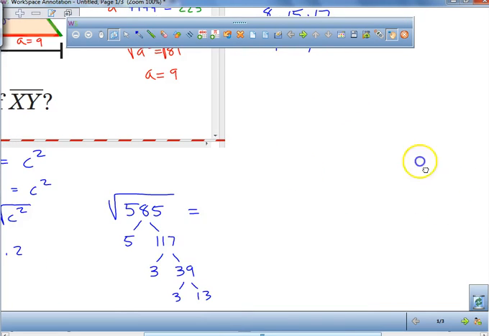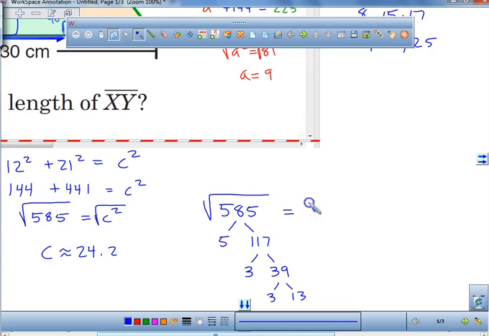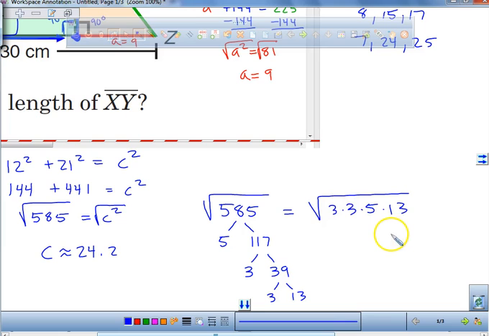So here's what we have. We have the square root of 3 times 3 times 5 times 13. Do you see any pairs? 3 and 3. That means I can pull a 3 out of the radical. What still stays inside the radical? 5 times 13, which gets me 65. Right? This is not the approximate answer. This is the exact answer.